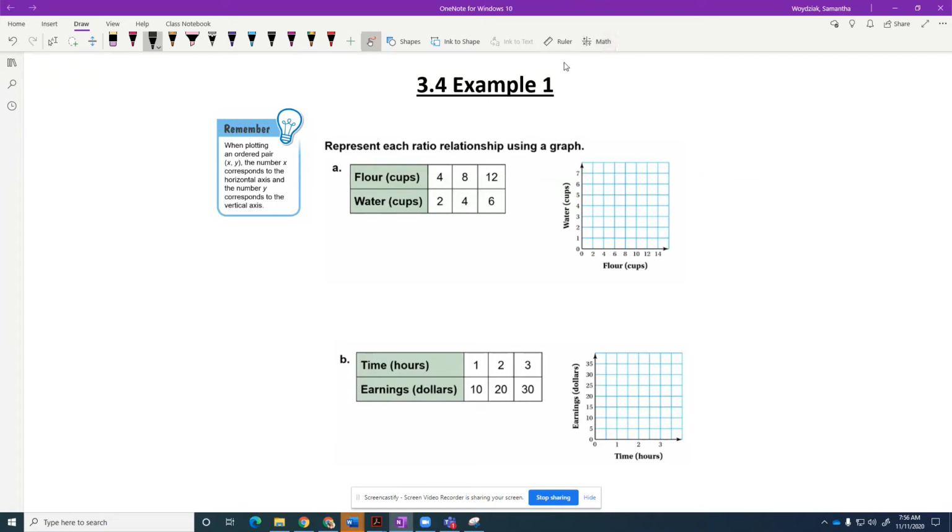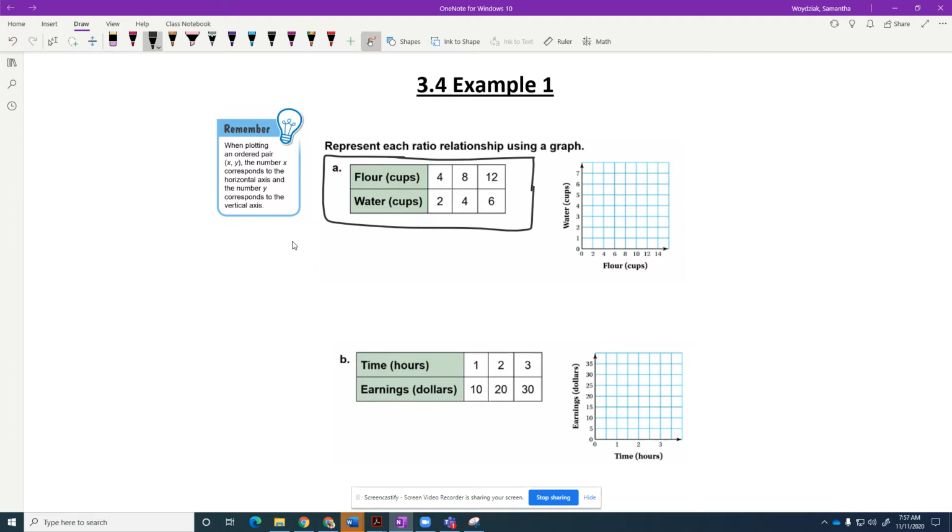This is 3.4, example 1. We're going to represent each ratio relationship using a graph. So this graph over here, we're going to plot these points. Okay, so we need to know what that means. Well, flour in cups to water in cups. So for every 4 cups of flour, we need 2 cups of water, okay? So these are equivalent ratios, and we're going to turn them into ordered pairs.